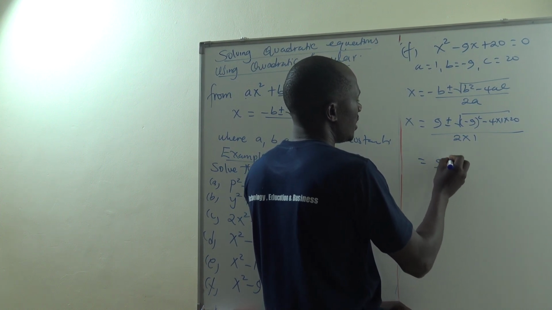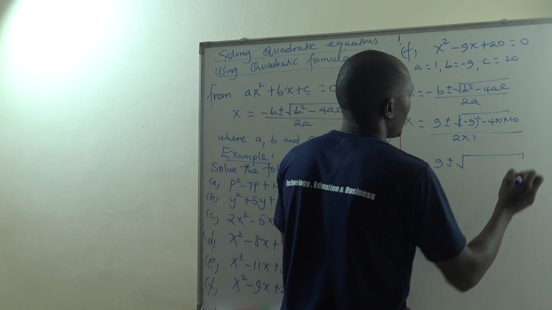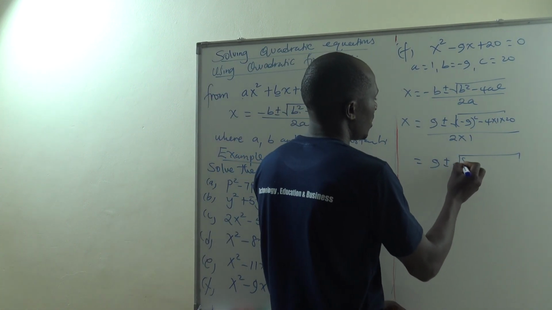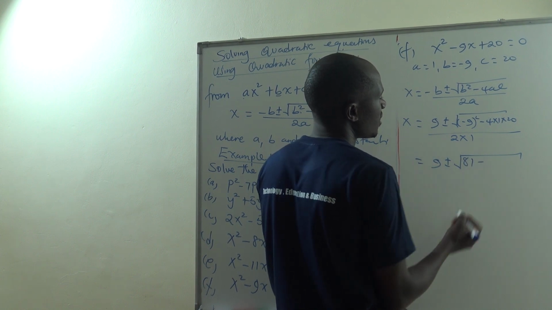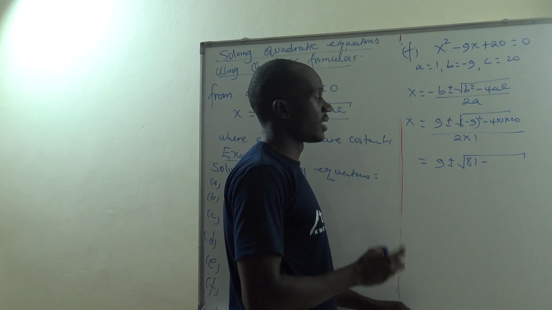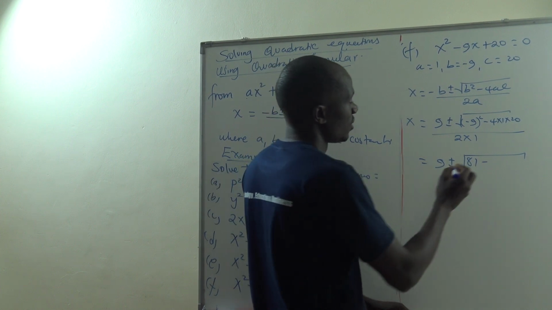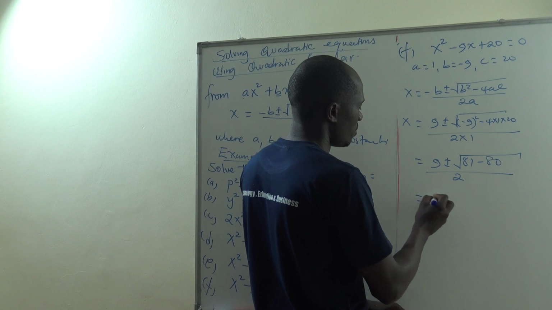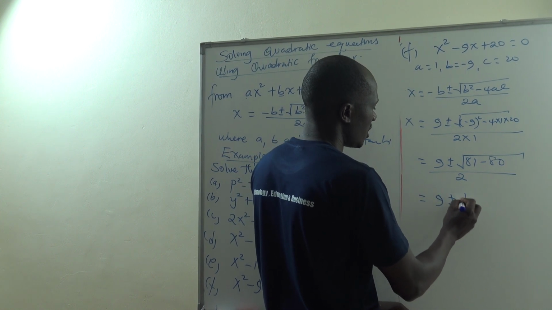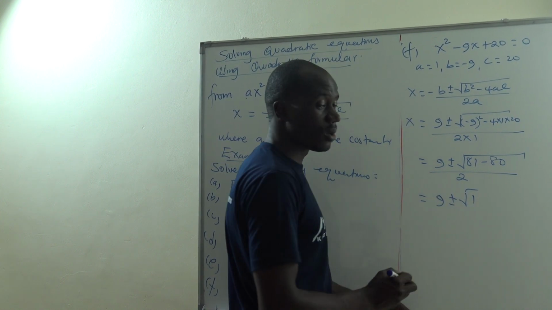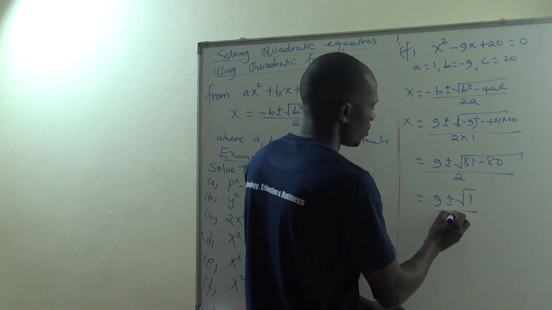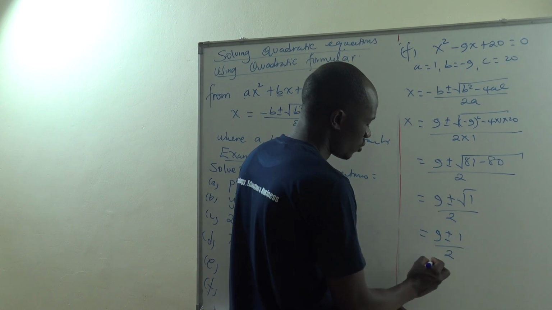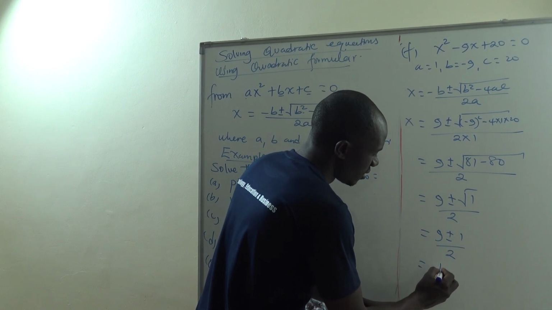So we come out with 9 plus or minus, what is negative 9 squared? We're going to get positive 81 minus 4 times 1, you get a 4, times the 20, you get 80, over 2, which becomes 9 plus or minus root of 1, because 81 minus 80, you get 1, over 2, which becomes 9 plus or minus 1 over 2.